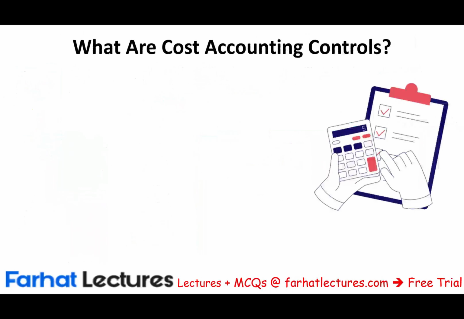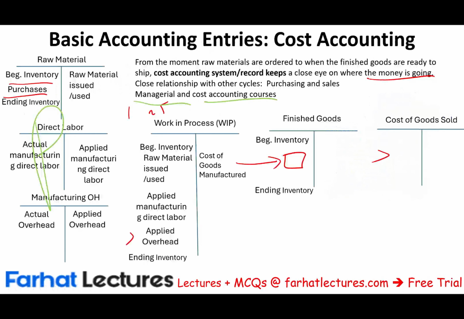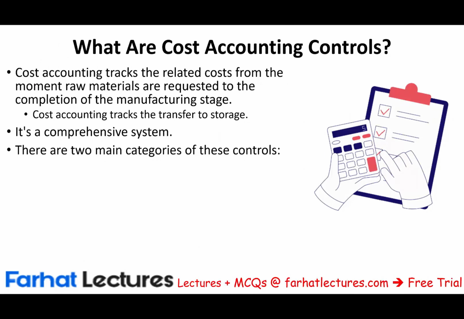Now, what we need to understand is what are cost accounting controls? What do we need to control? Again, what's cost accounting? The cost accounting system tracks the related cost from the moment raw material is requested, to the completion of the manufacturing stage, to the transfer to storage. So the cost accounting system is the system that keeps track of everything from raw material to finished goods to cost of sales. It's a comprehensive system.